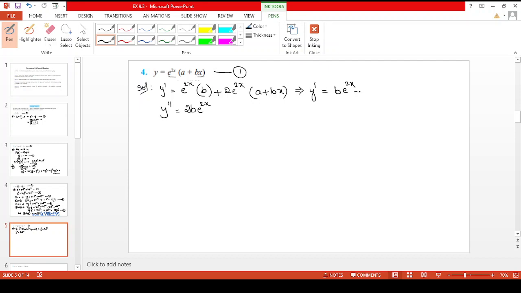b into e power 2x plus 2 into e power 2x times (a plus bx). By the way, here this entirely can be replaced by y, so we can write it as 2y. Anyways, here the double derivative: for this one, 2b into e power 2x, this is right, and 2 into y dash.